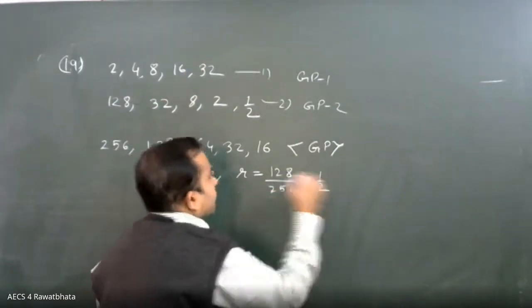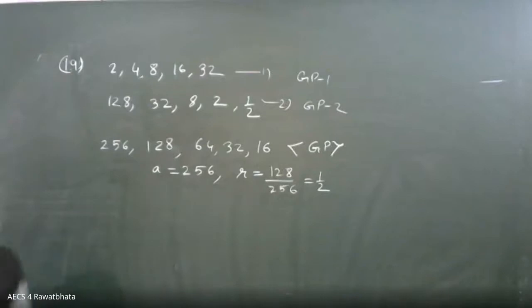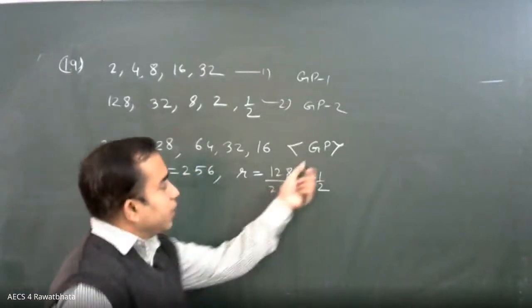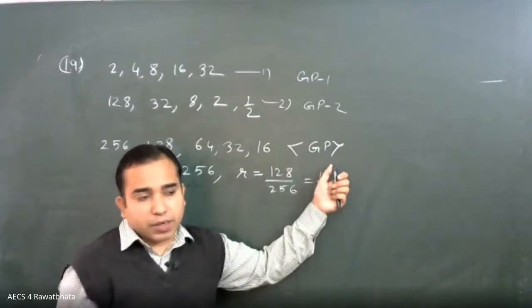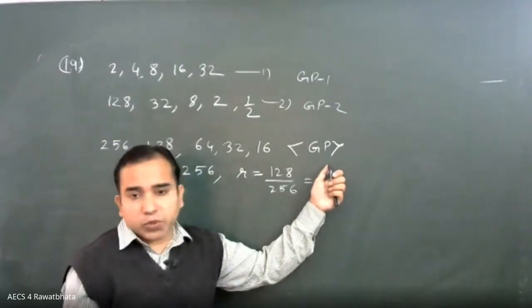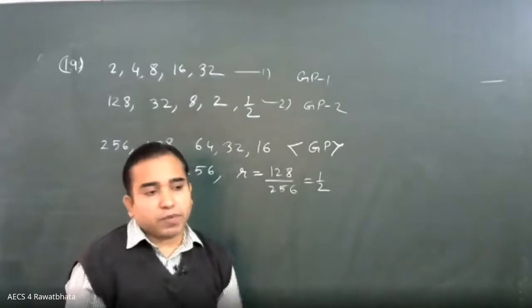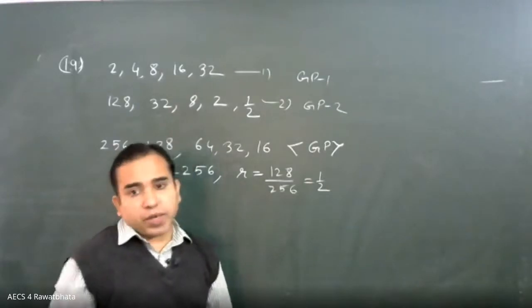तो एक बात और यहाँ पे हमने सीखी कि अगर हम दो GPs लें, उनके रिस्पेक्टिव टर्म्स मल्टीप्लाई करें तो हमको रिजल्टेंट सीक्वेंस क्या मिलेगा? GP, right? Somebody can ask you that as a multiple choice question. If you multiply the respective terms of two GPs, finally you get a GP.